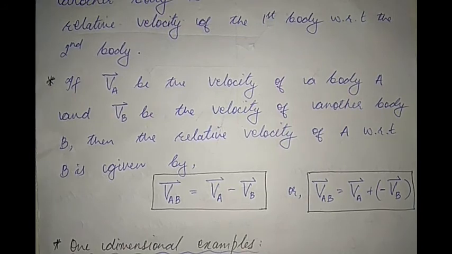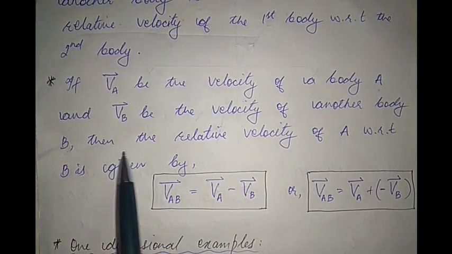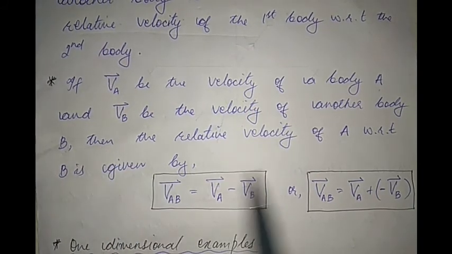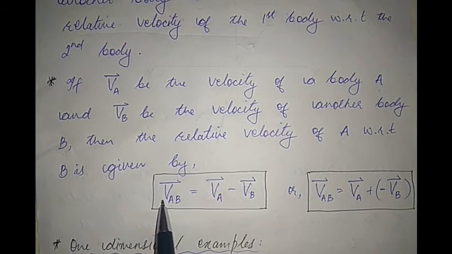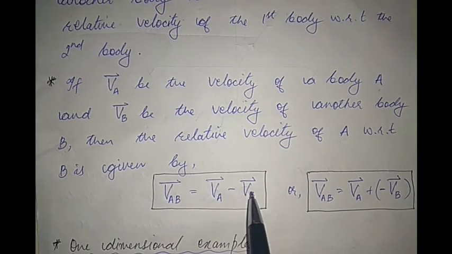Mathematically, how do we calculate it? If we have a body A moving with velocity VA and we have another body B moving with velocity VB, then the relative velocity of A with respect to B, meaning B is the observer over here. Body B, which is moving with velocity VB, is looking at body A, which itself is moving with velocity VA. What does the motion of A look like to body B? That is what is called the relative velocity of A with respect to B, and it's given by VAB. The velocity of A as seen by B is equal to VA minus VB, which can also be written as VA plus or minus VB, because addition and subtraction are one and the same thing.